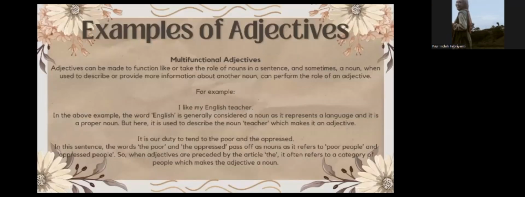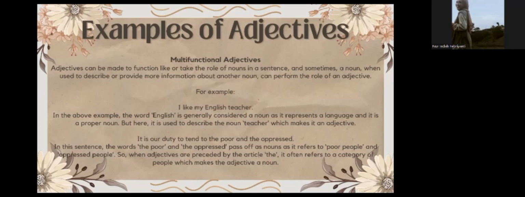The last one is multifunctional adjectives. Adjectives can be made to function like or take the role of nouns in a sentence, and sometimes a noun, when used to describe or provide more information about another noun, can perform the role of an adjective. For example, I like my English teacher. In the above example, the word English is generally considered a noun as it represents a language and it is a proper noun, but here it is used to describe the noun teacher, which makes it an adjective.